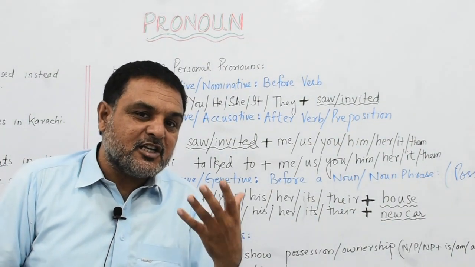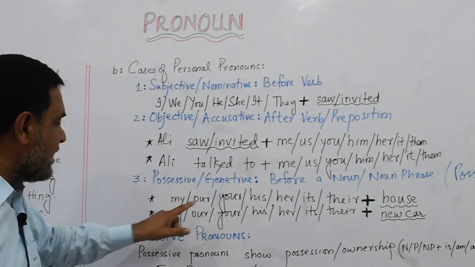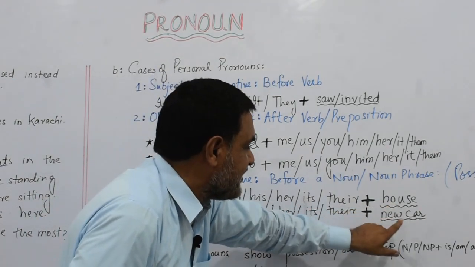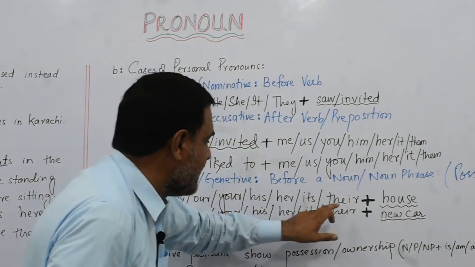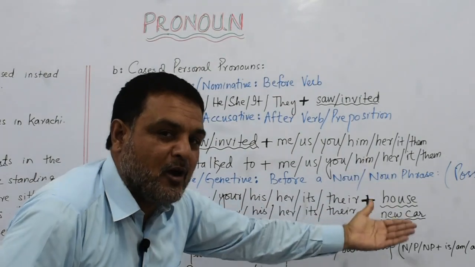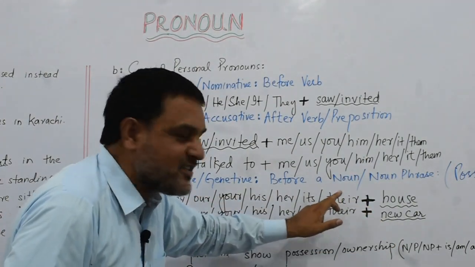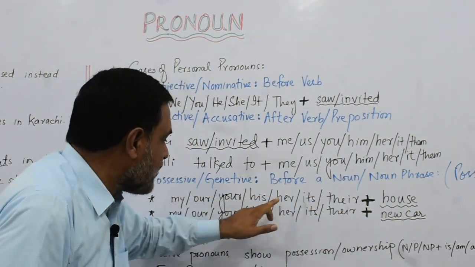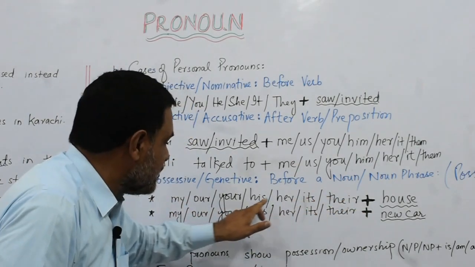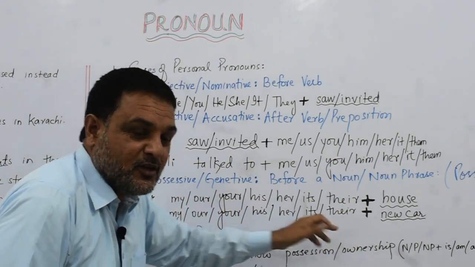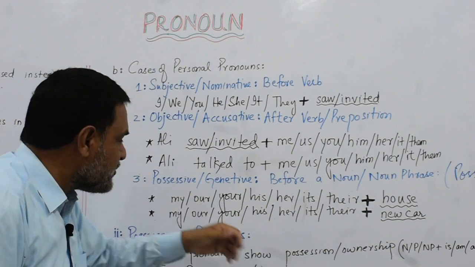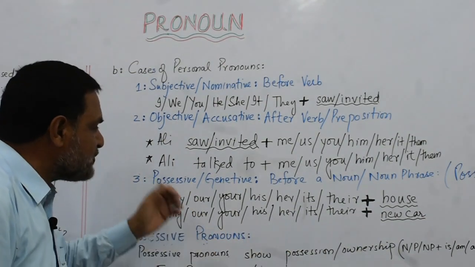This is something that you need to keep in mind. For example, there is a noun and there is a noun phrase. Their house. You cannot say "them house," wrong. You cannot say "she house." You cannot say "he house." You say his house, their house, your house, our house, my house.